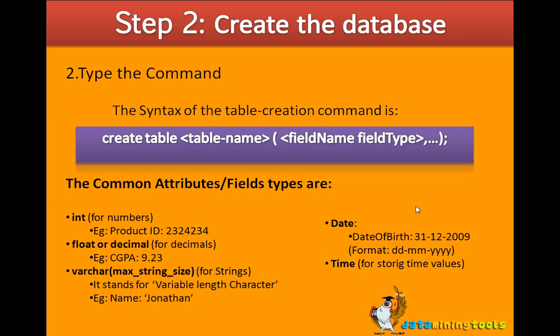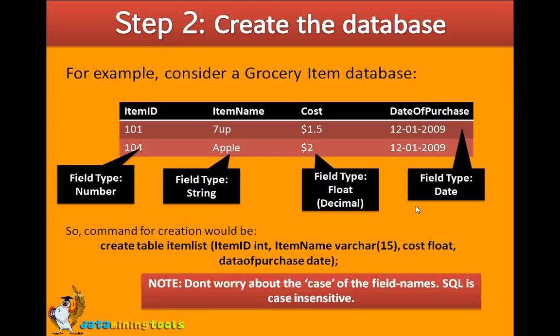A field type can be an integer, float or decimal. It can even be a string. For example, if you want to save your name, then you have to use a string variable type. You can have dates and you can have time. These are the most commonly used field types.